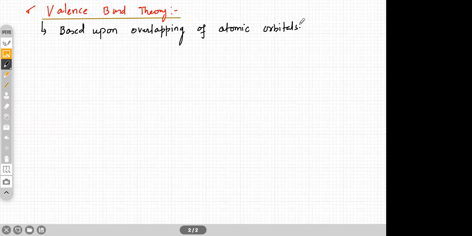right? So atomic orbitals which contain unpaired electron, single electron, overlap and form a bond. So orbitals which contain unpaired electron overlap and form a bond, right? Because the pairing is done when overlapping takes place, right?